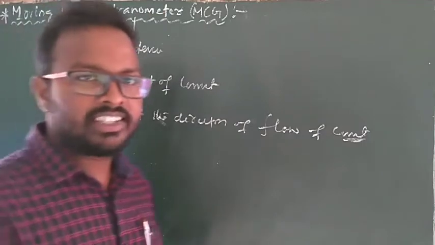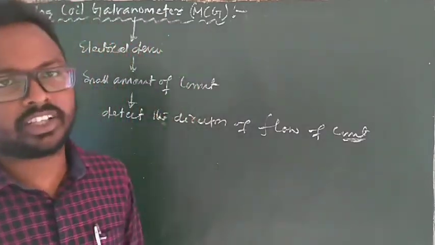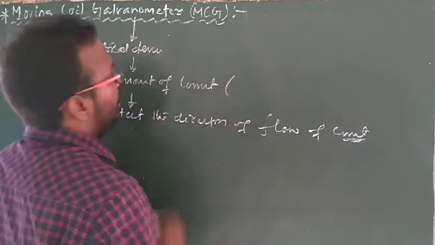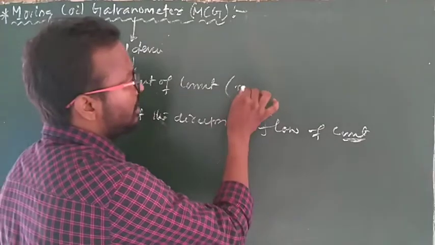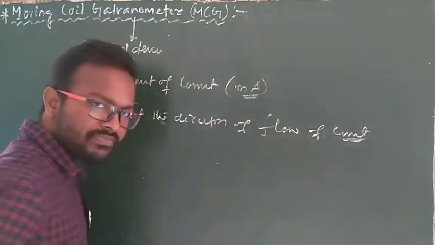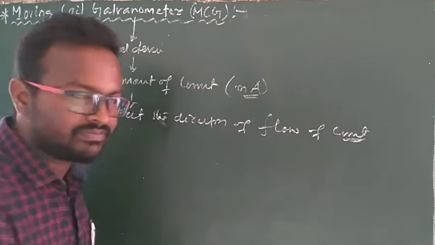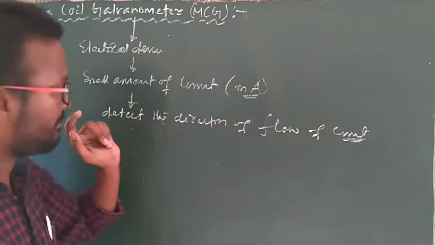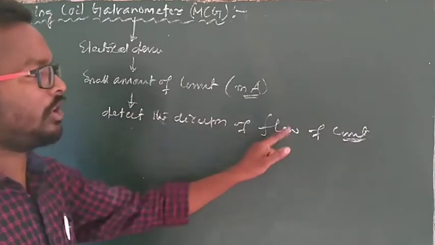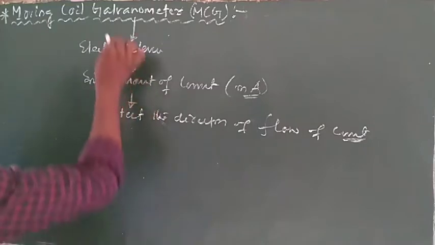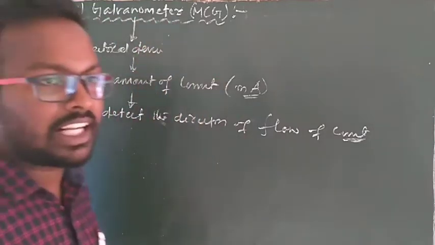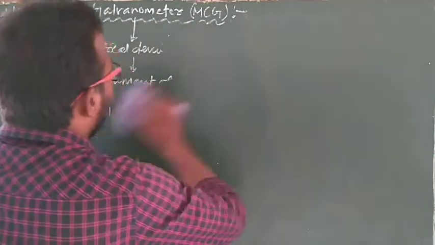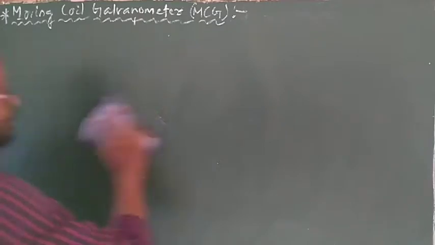So what is the meaning of galvanometer? It is an electronic device which measures electric current, and that current is very small. That means this galvanometer is used for measurement of milliampere current. Next, it detects the direction of flow of current. So this instrument is known as a galvanometer. Clear? Okay.